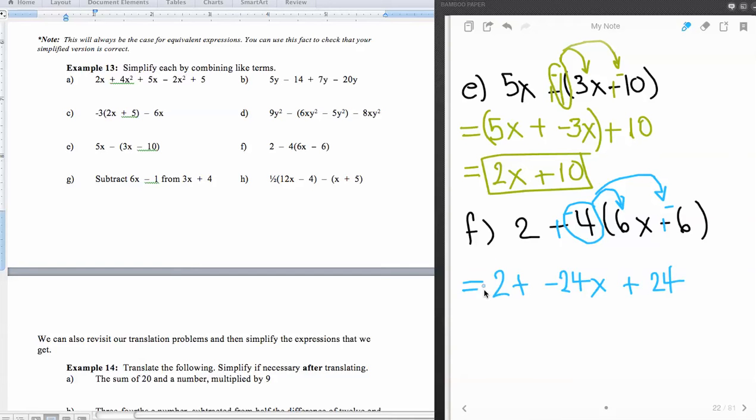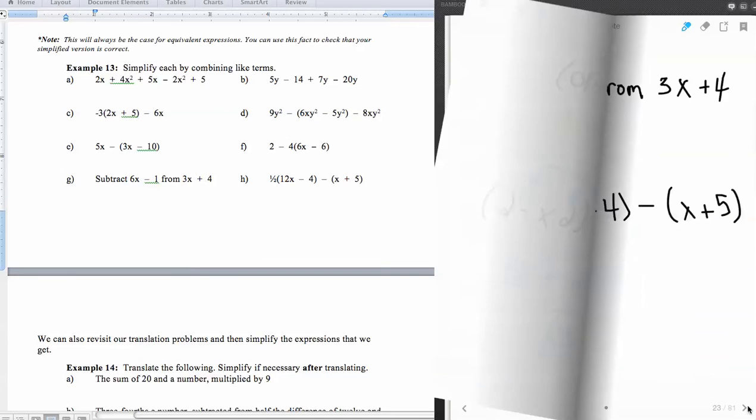Now we want to go through and group like terms. So this and this are constants, those are alike, and the variable is different. So we have a variable term first, because in algebra we like to do what's called ordering and put the variables first and then follow them by the constants. So I have a negative 24x plus, I have 2 plus 24, which gives me 26. And so there we go. There's my expression simplified.